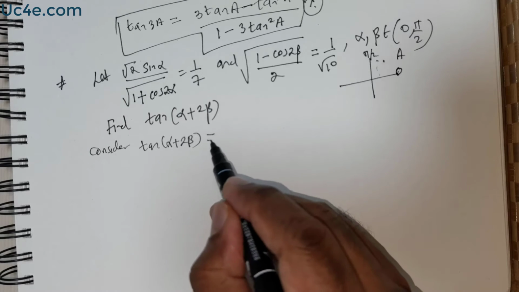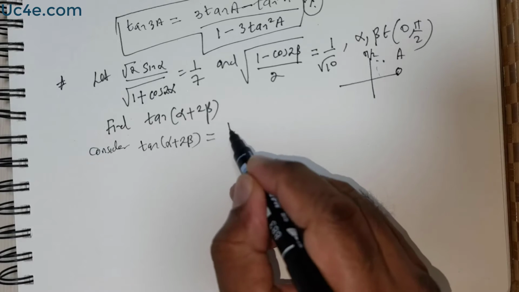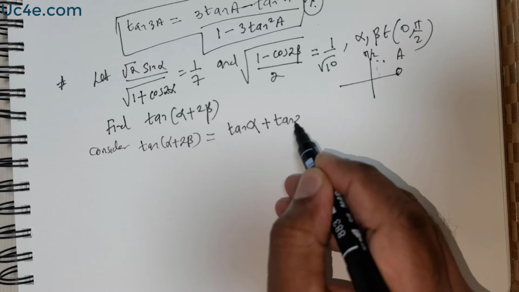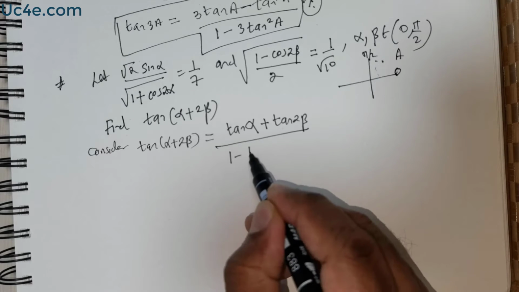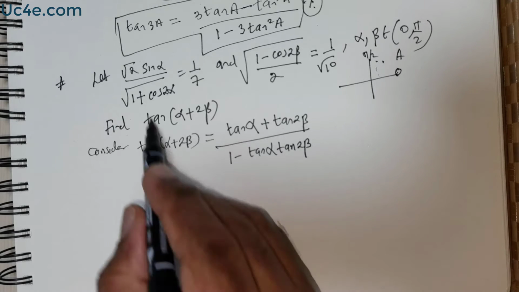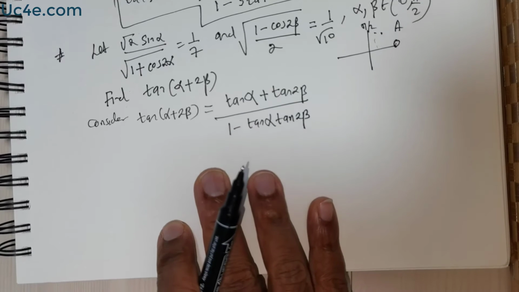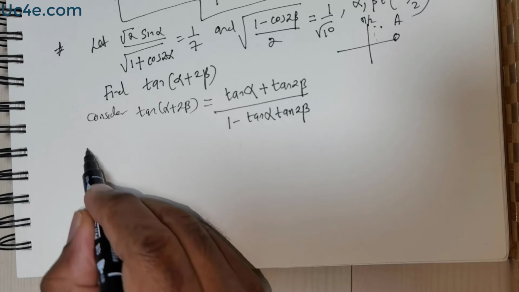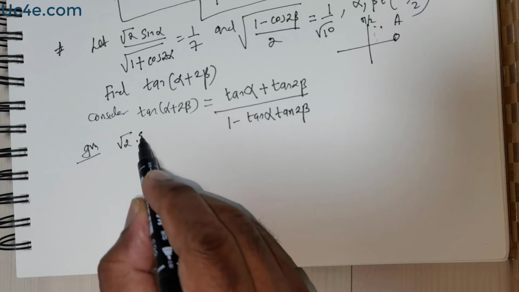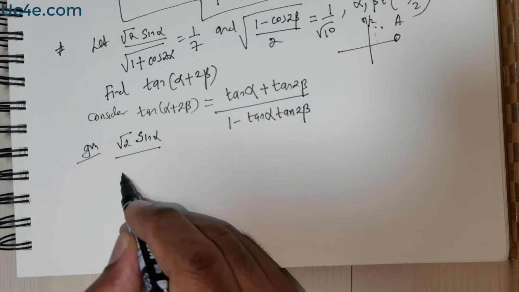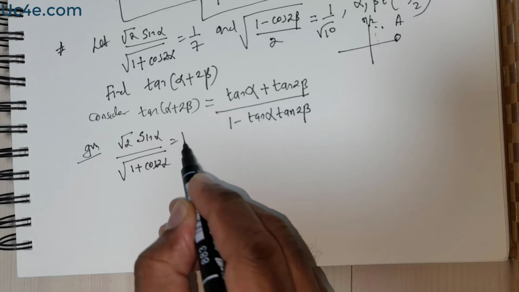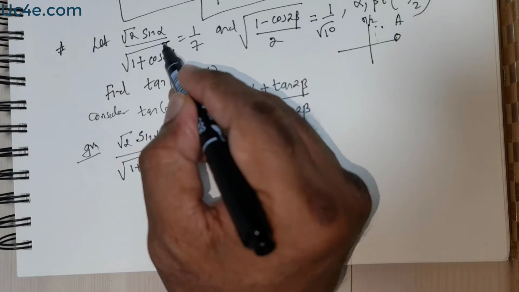Now I am going to use the formula for tan of a plus b, so this is going to be tan alpha plus tan 2 beta divided by 1 minus tan alpha times tan 2 beta. Now let me just make use of the quantities that have been given to us. Given, root 2 times sine alpha divided by root of 1 plus cos 2 alpha is equal to 1 over 7. This root is extended.